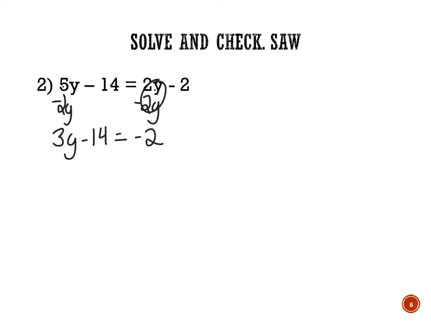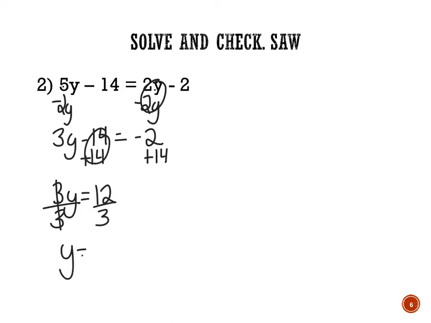I now want to move my negative 14 over to my negative 2. Opposite of subtraction is addition, so I'm going to add 14 to both sides. 3y equals, so that'd be 0. Negative 2 plus 14, which is 12. 3 and y being multiplied, I'm going to divide by 3 to get rid of my 3, to get y by itself. Y equals 12 divided by 3 equals 4.